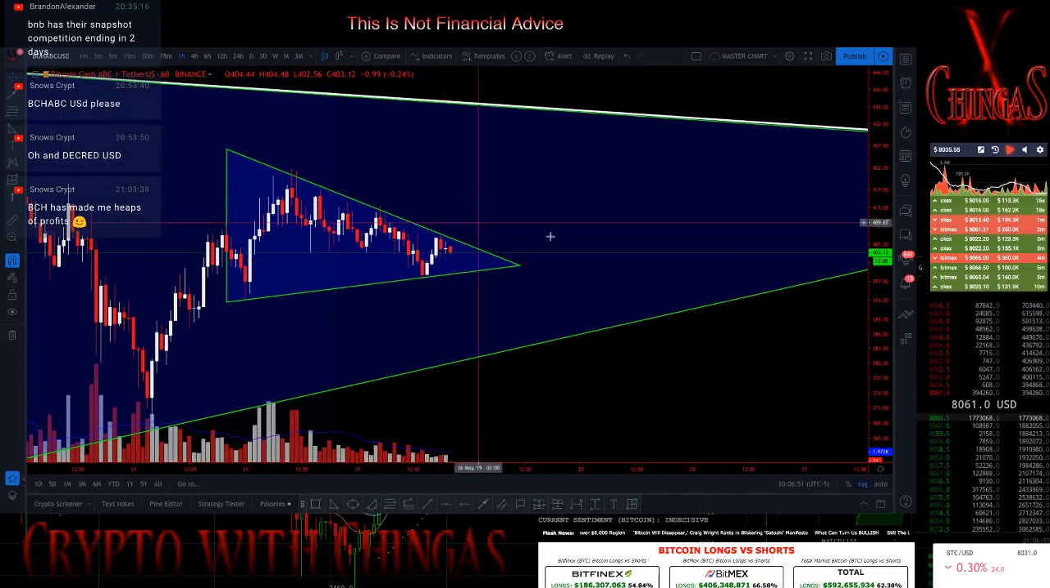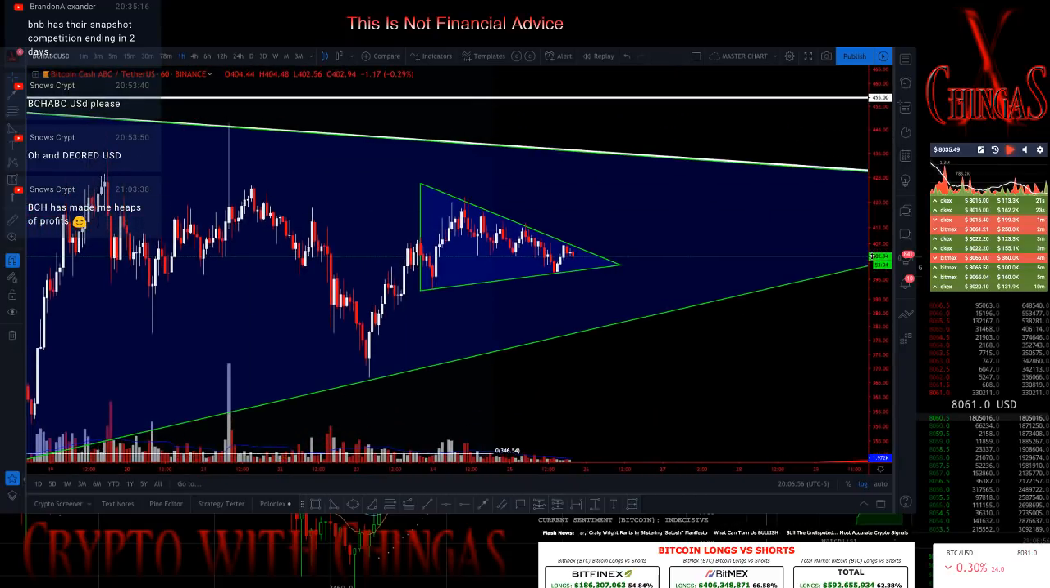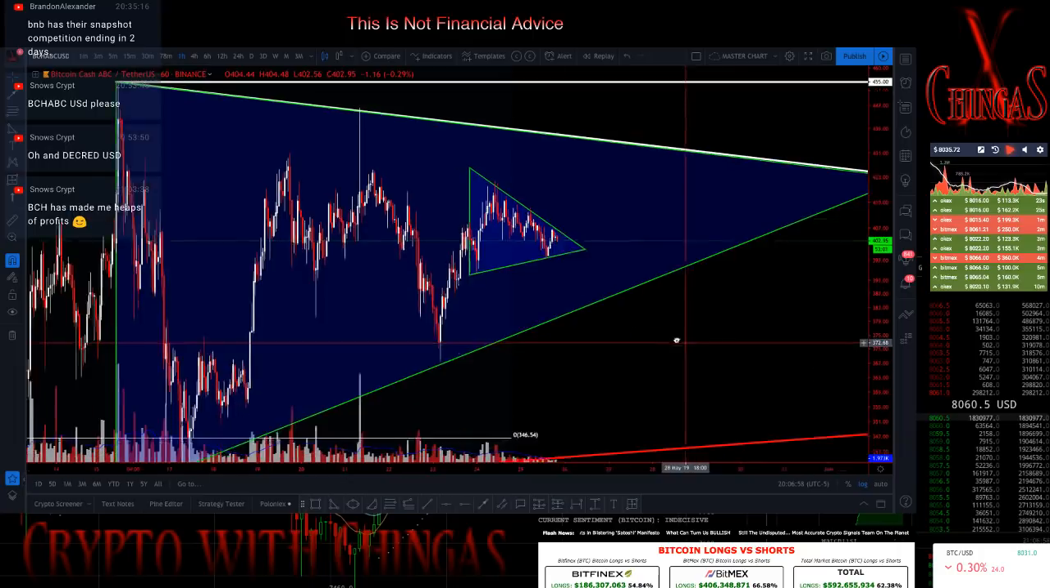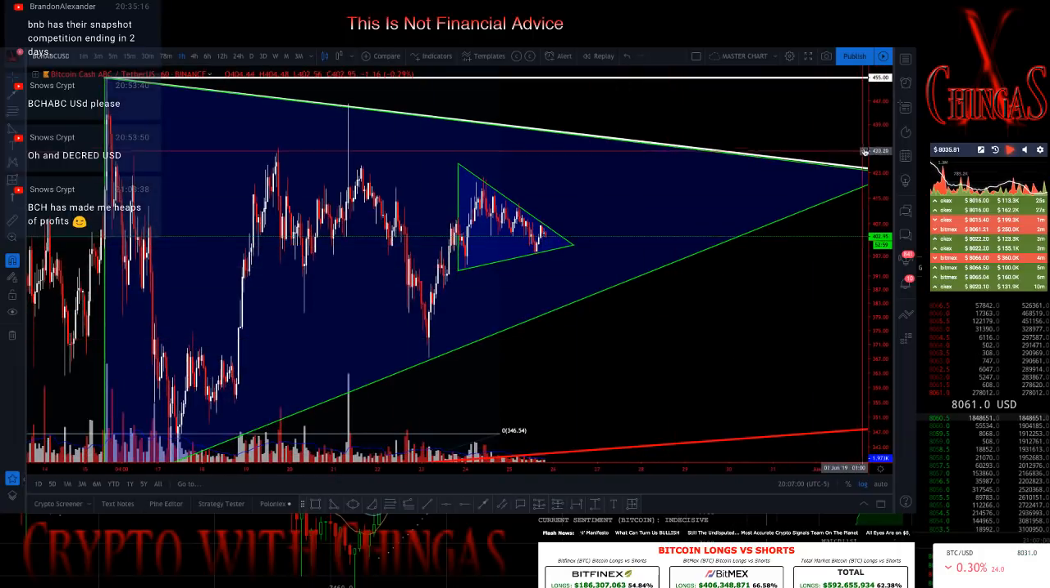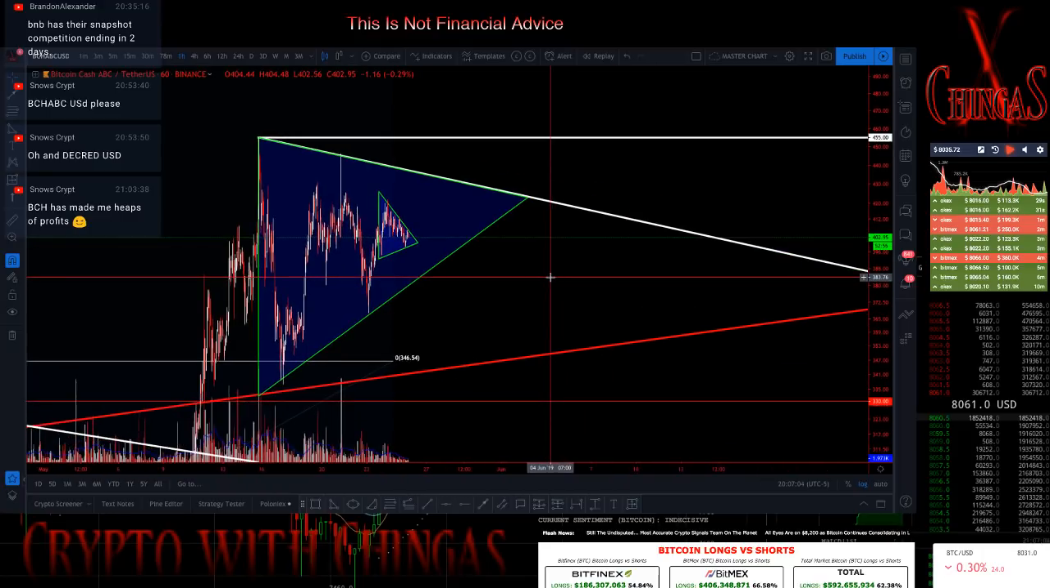Just remember that everything has less weight on the smaller time frames. It's just how it works. So a symmetrical triangle on a 1 minute chart just doesn't have the same impact as a symmetrical triangle on a monthly chart. Right? It's just a little bit different. All right.